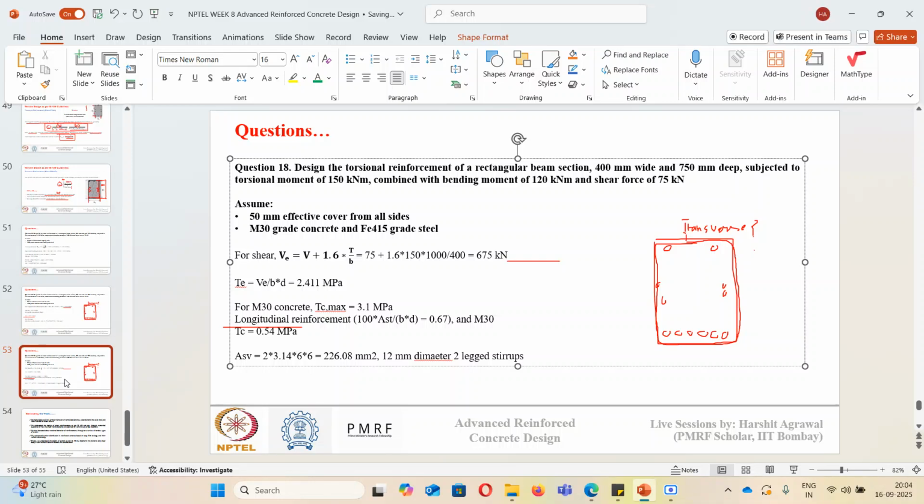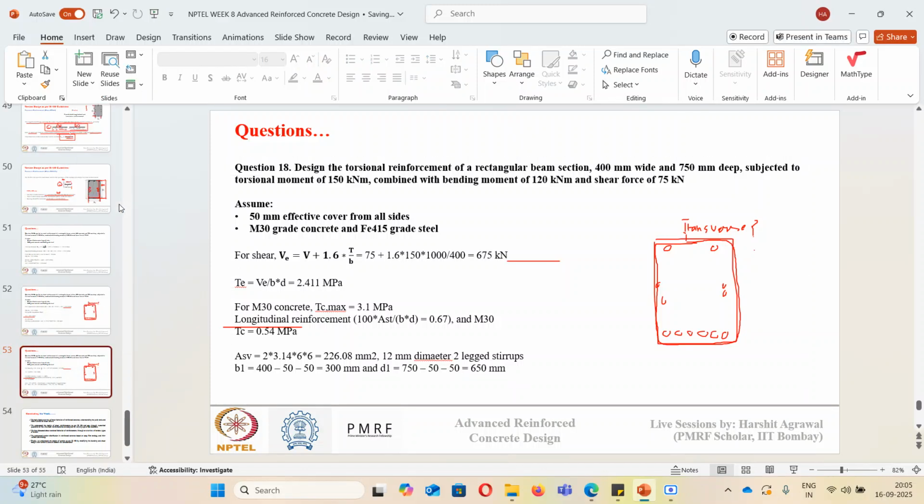Now, once I know Asv, I need to determine b1 and d1. b1 is the center to center distance for this length of reinforcement. So it is 400 minus the effective cover on both sides, 50 minus 50, so b1 is 300 mm. Similarly d1 is total depth D minus 50 minus 50, the effective cover. So this is my d1. Now I know b1, I know d1, I know Asv, so I will use this relationship.